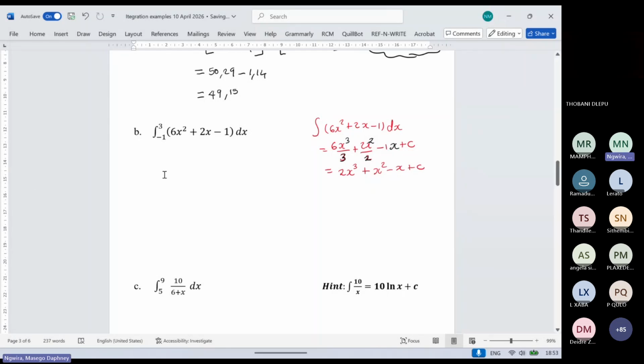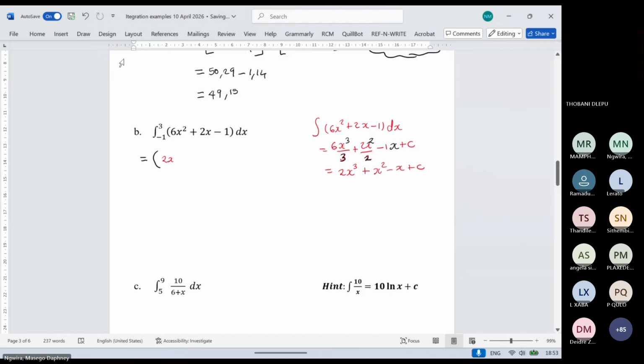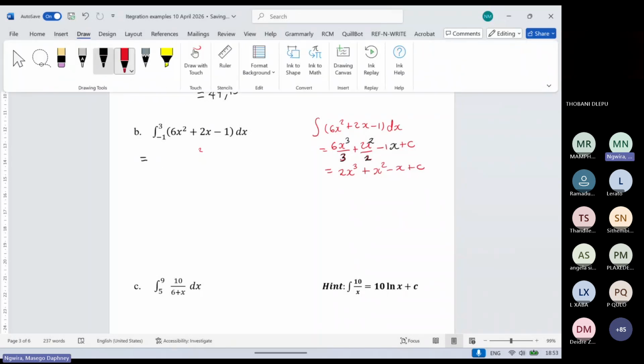And now I don't have a space, so I'm just going to write my equal sign here. So this will be the bracket. When we integrate this, we are going to have 2x to the power of 3, then plus x to the power of 2, then minus 1. Or let me write it as a fraction first so that people can actually get it.